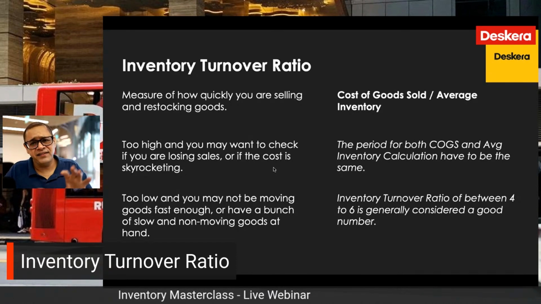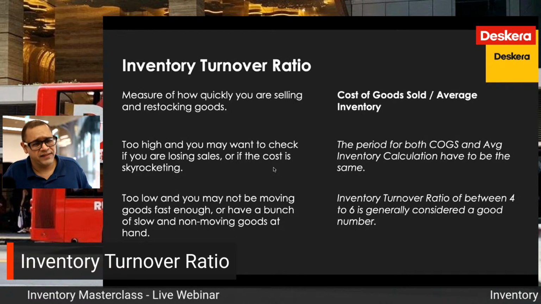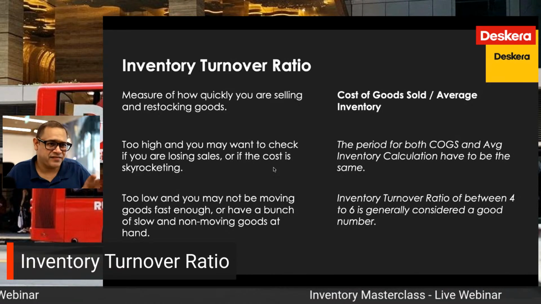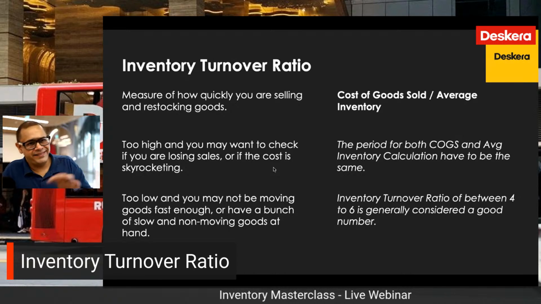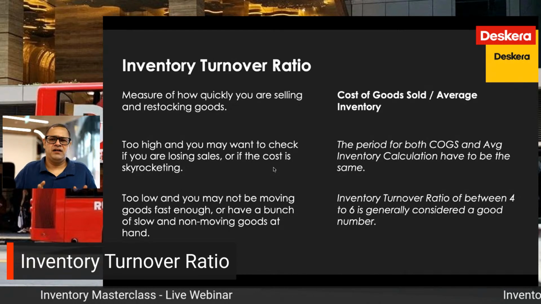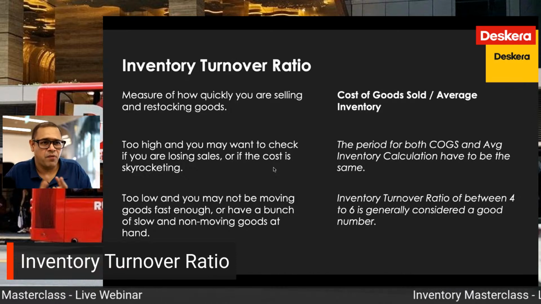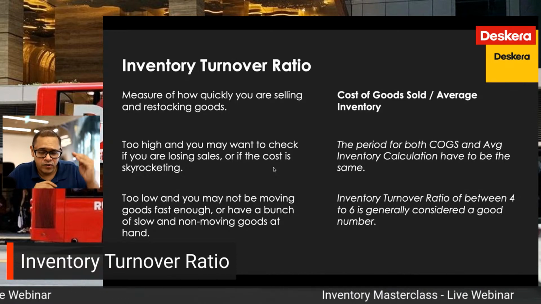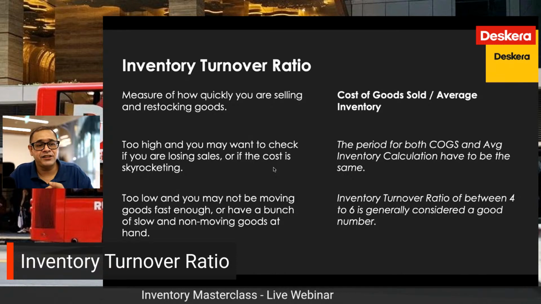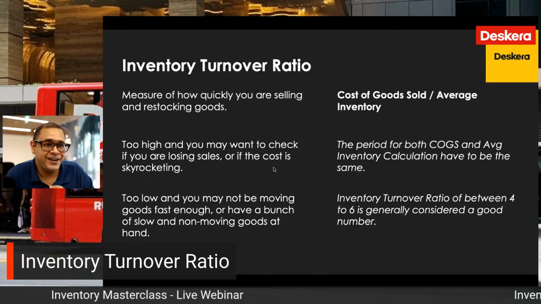Some industries, 5 to 10 also is considered good. Again, there will be some industry specific variations, but generally, if you are in the 4 to 6 range, you are in a good spot, right? Obviously you want to keep increasing this gradually, but not at the cost of inventory shortage, right?